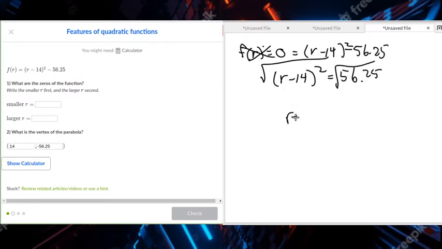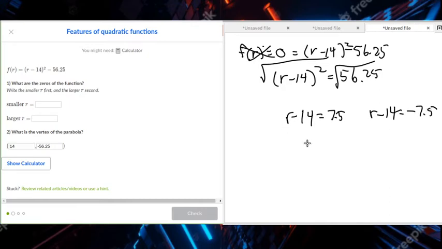Okay, and then I'm going to get r minus 14 is equal to 8 point. That can't be right. Let me get out a calculator here. We're allowed to use this calculator over here, but I don't like it that much, so I'm just going to use the calculator on my phone. Square root of 56.25 is 7.5. So I've got 7.5, and I've also got r minus 14 is equal to negative 7.5.